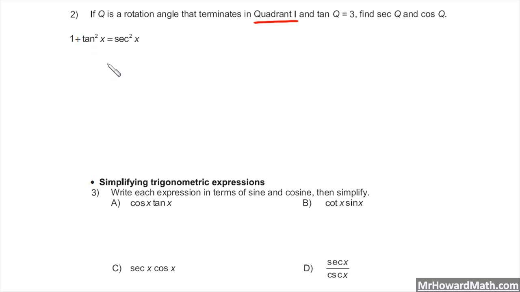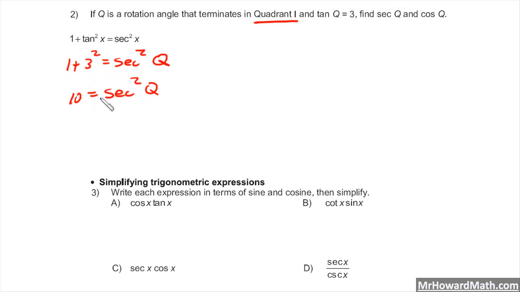If tan Q is 3, then tan squared Q would be 3 squared or 9. So we'll write it this way: 1 plus 3 squared equals secant squared of, in this case, Q. Q is our variable for the angle. So 1 plus 3 squared would be 10. 1 plus 9 is 10. So 10 equals secant squared of Q.